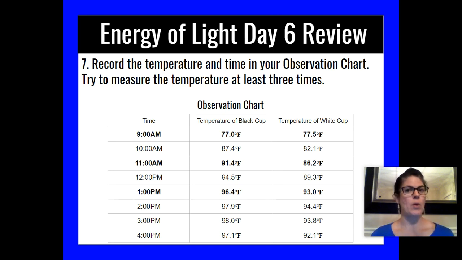And then when we go to 4 o'clock, the black cup started to decrease in temperature as well. It went from 98 degrees at 3 o'clock to 97.1 degrees Fahrenheit at 4 o'clock. And again, the white cup continued to decrease at 4 o'clock and went down to 92.1 degrees Fahrenheit.